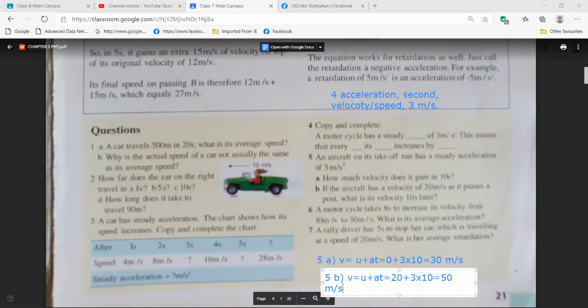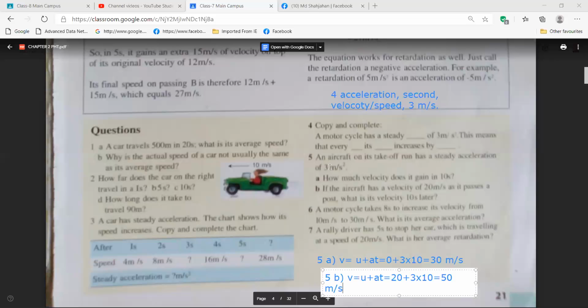Yeah, third gap we can write velocity or speed, then increases by 3 meter per second. Okay, then question 5 also will be a little different. Yeah, this one, a motorcycle has a steady acceleration, sir, 5a.